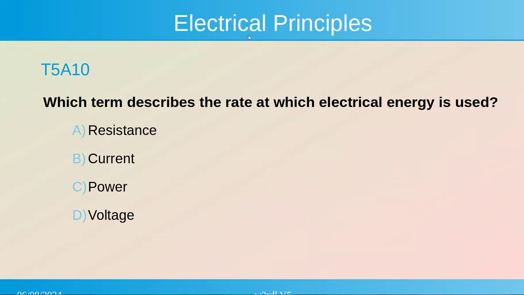Okay, so what's on the test? What term describes the rate at which electrical energy is used? Peak current, voltage. It's going to be V or B, I voltage. Power could mean anything. Power. Yeah, power is the rate at which you're using energy.